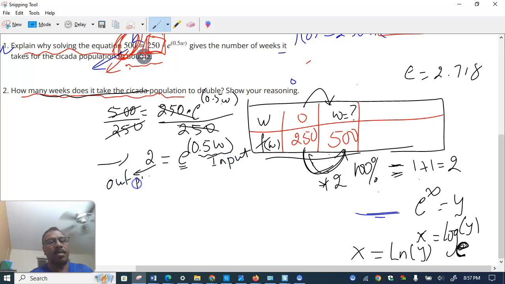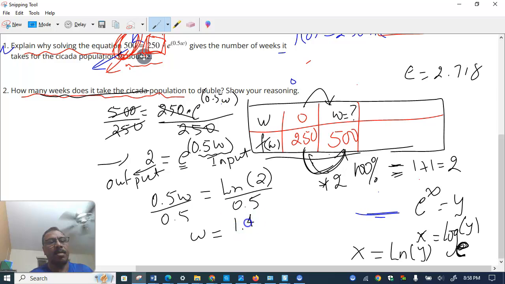So it just changes. That means when you use ln, the input stays the same, that means 0.5 w will stay the same, and then you put ln of 2 and divide by 0.5. If you work this out on the calculator, solving this will give you the exact value, and that's going to be 1.4. You can always check this. So that means this is 1.4 weeks for this to double.